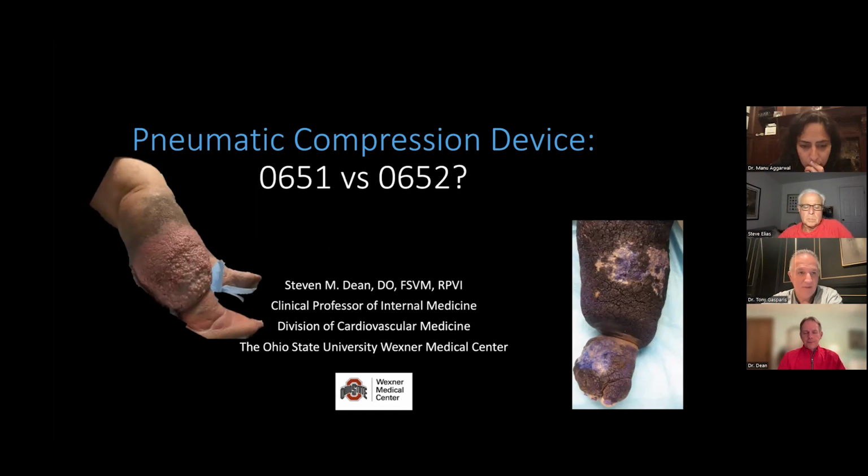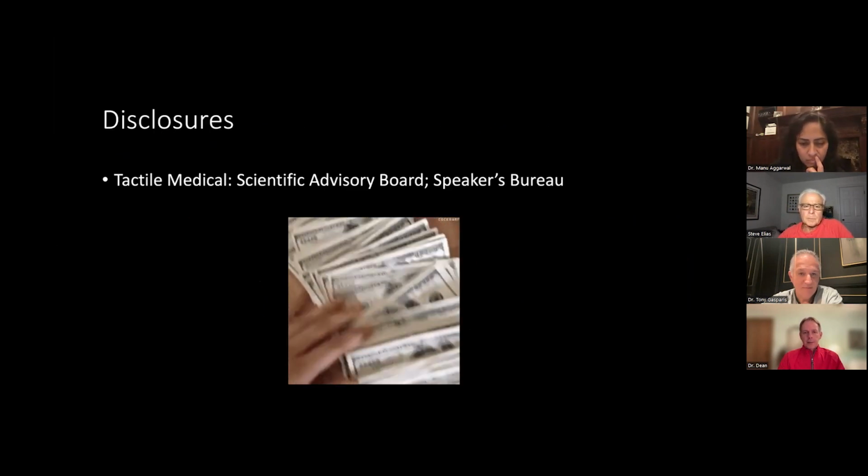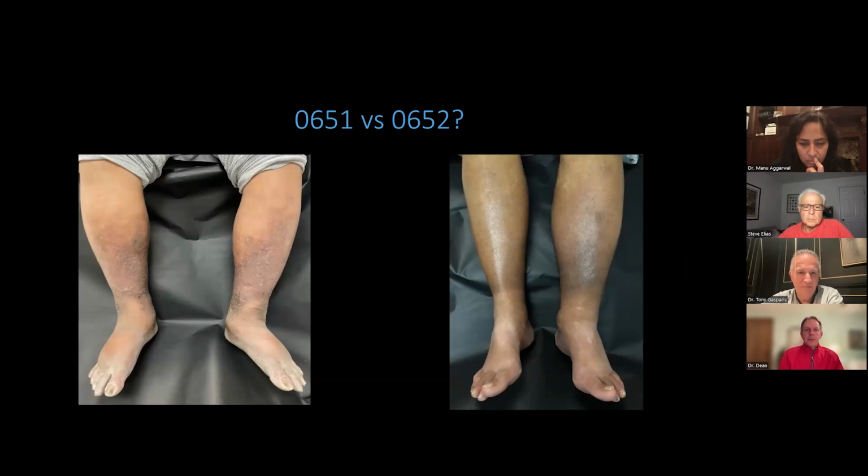Okay. Ready, Tony? Yep. Okay. All right. So this is going to be an exercise in determining what's your best pump to order. Okay. So here's 2 representative limbs in your office. They can do better with a 651 or 652. And I like to poll the audience. What would you select? Wow. I never would have thought that.